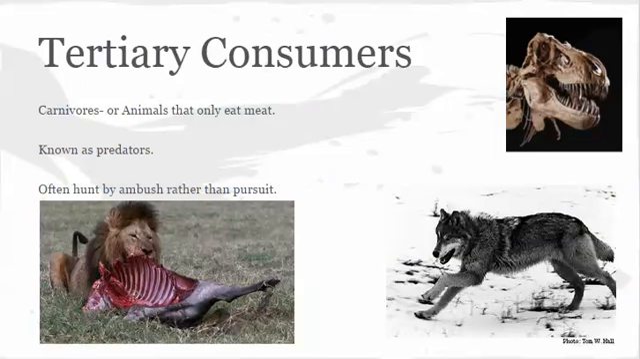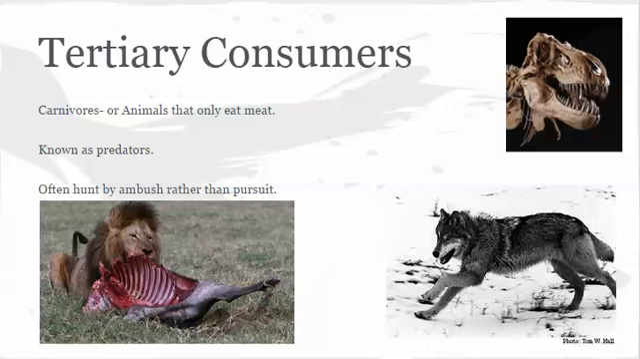Next up is your tertiary consumers, so the very top of your hierarchy. These are carnivores, and these are animals that only eat meat. They're known as predators, and these often hunt by ambush rather than pursuit. So obviously you're not going to see a lion many times just try to chase down a gazelle. They know they're slower, they know they won't win that battle, so they're going to try to sneak up on them, and that's how they get their food.